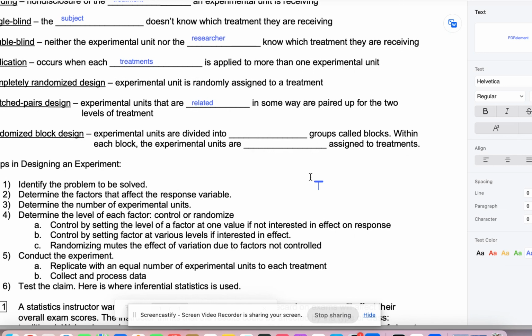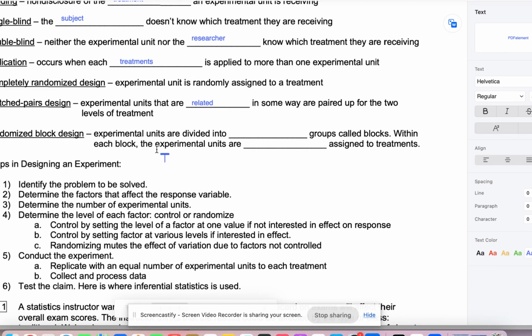So matched pairs, we're always pairing up first and then assigning one to each of the treatments. So if it's going to be matched pairs, you have to have 2 levels of treatment, and that's it. Can't be more than 2.